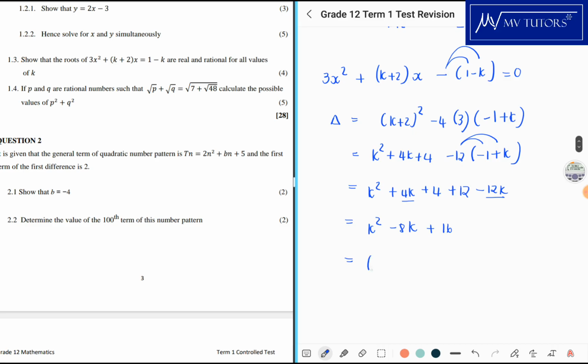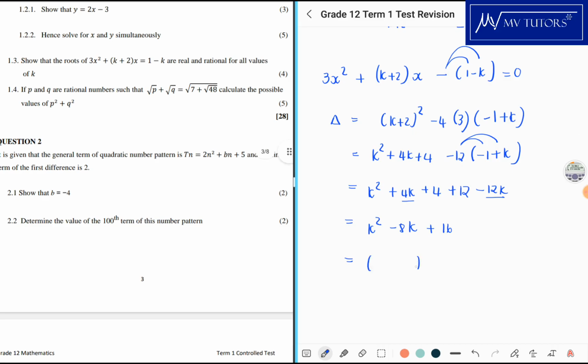So if we were to factorize, I have k and k. The factors of 16, I have 2 and 8, I have 1 and 16, I have 4 and 4. So what will give me 8? 1 and 16 will never give me 8. 2 and 8, it's not going to give me 8. But 4 and 4 can give me 8 if I have minus 4, minus 4. So basically, k minus 4 squared.